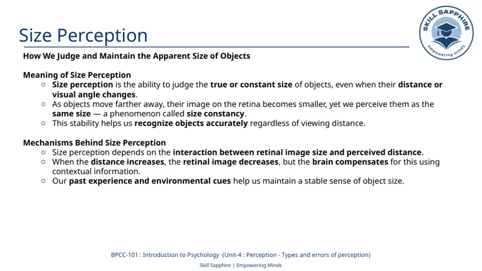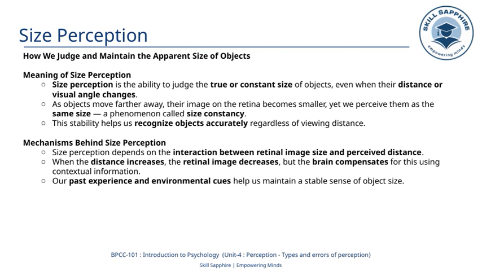Now, let's talk about size perception. Size perception is essentially our ability to judge the true or constant size of objects, even when their distance or the angle at which we see them changes. Imagine looking at a car from far away. It appears small on our retina, but we still perceive it as a normal-sized car.